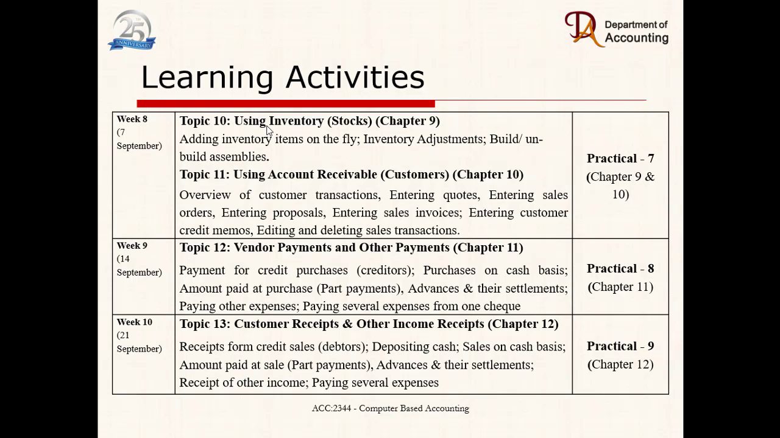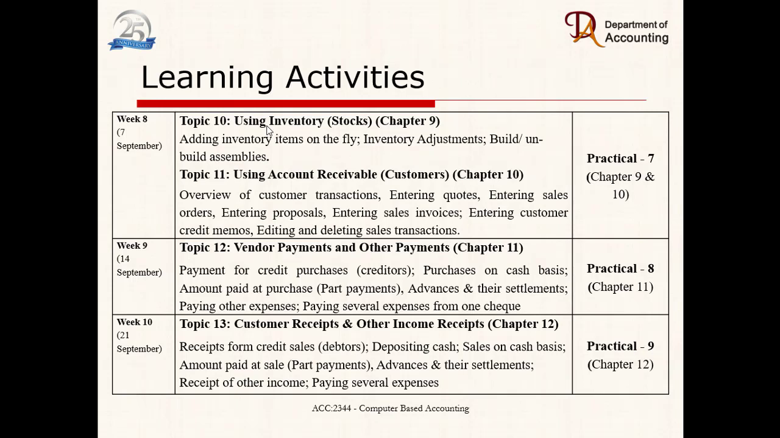Depending on the sales orders, you process accordingly and send the goods. Together with that, you would be sending the sales invoices, and sometimes the goods may be returned by the customers. In that case you have to enter credit notes, and sometimes you may have to edit and delete sales transactions. So that is basically the sales cycle, and we are going to learn how to proceed with it.